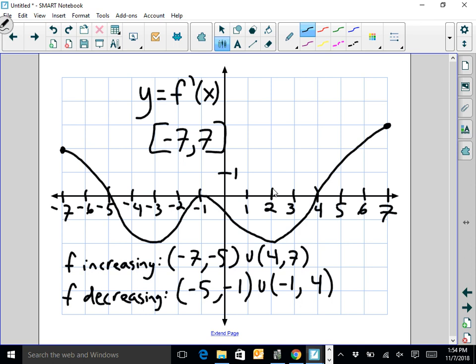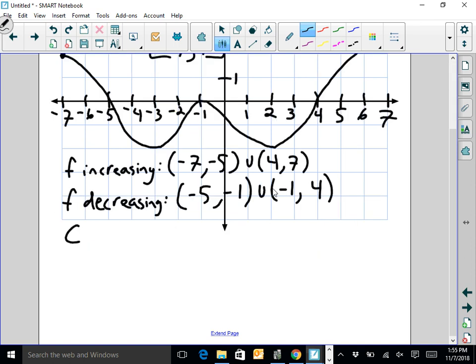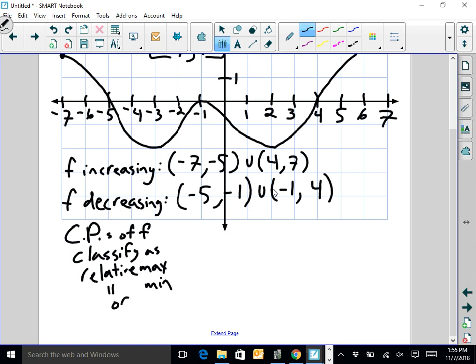Okay. Next, critical points of F. And then I want to classify each as relative max, relative min, or neither. And I want to justify.